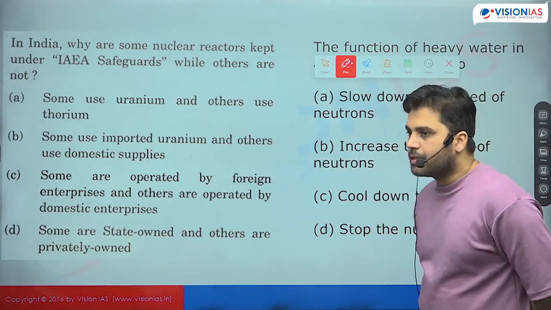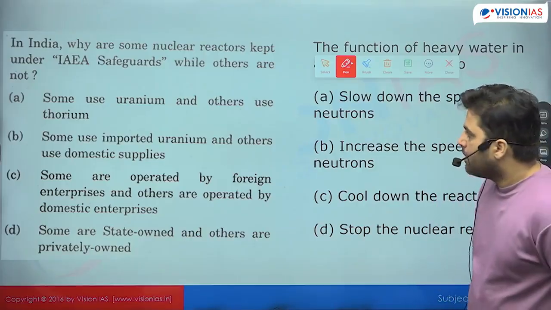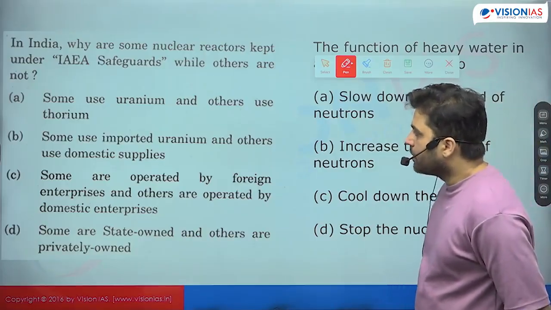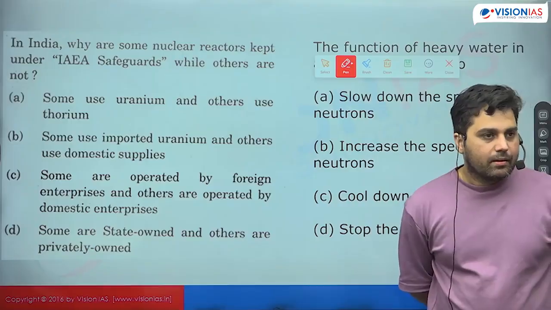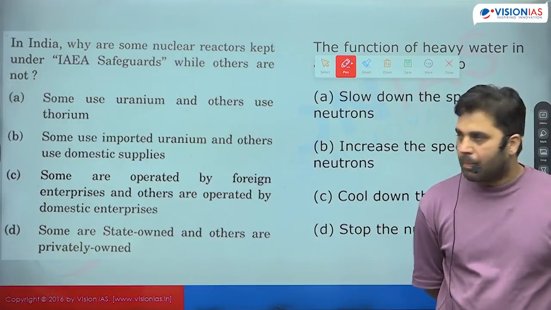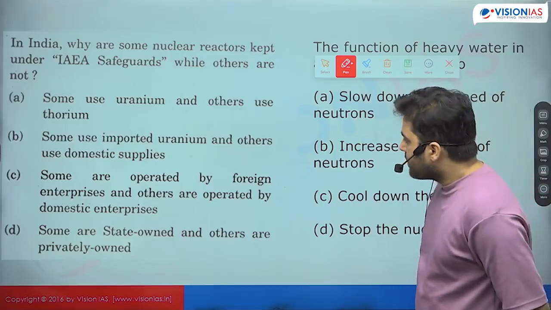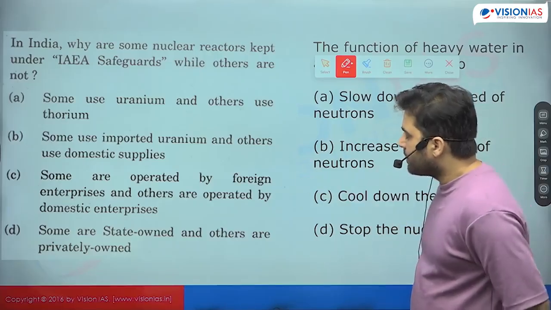This is one of those questions. All the options should be analyzed carefully. Some use uranium, others use thorium. We haven't started thorium use at a very large scale, right? So the first option, in any case, is not true. Some use imported uranium, others use domestic supply. I'm not very sure about that. Let's look at other options.